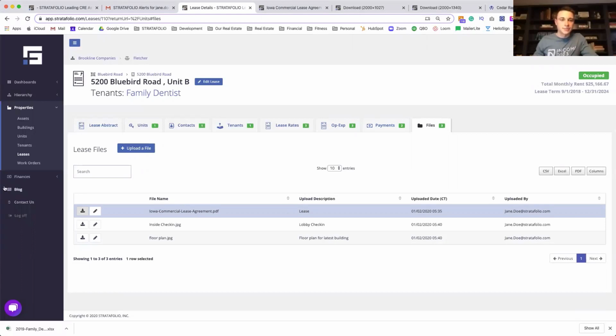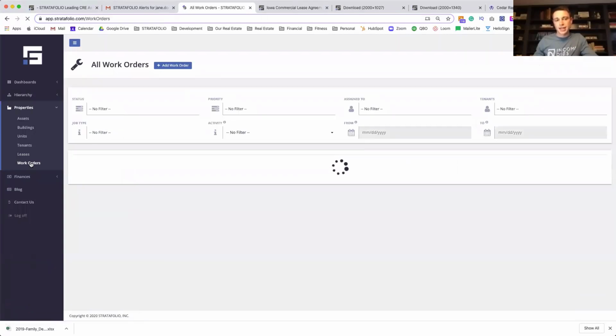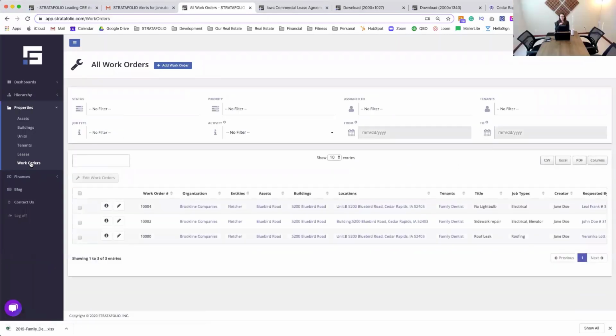Great. And then below leases, I see work orders as well. I think this is relatively new, right? This is relatively. Okay. Yeah. Actually, this just rolled out in the last month. Okay, cool. So literally iterating on a monthly, if not a bi-weekly basis, which is amazing. That's great. So how does work orders work?